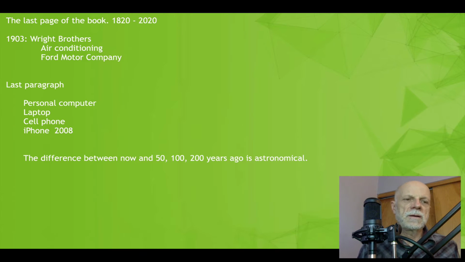If we look at the previous page, the independence of the United States, to this page, the difference is night and day. It's an astronomical difference in 200 years. If we look at the last 50 years, the last paragraph compared to the paragraph above it, phenomenal growth. There was no personal computer, laptop, cell phone, iPhone. Pretty much life as we know it is drastically different from 1970 to now. So it's this astronomical difference of what's happening.